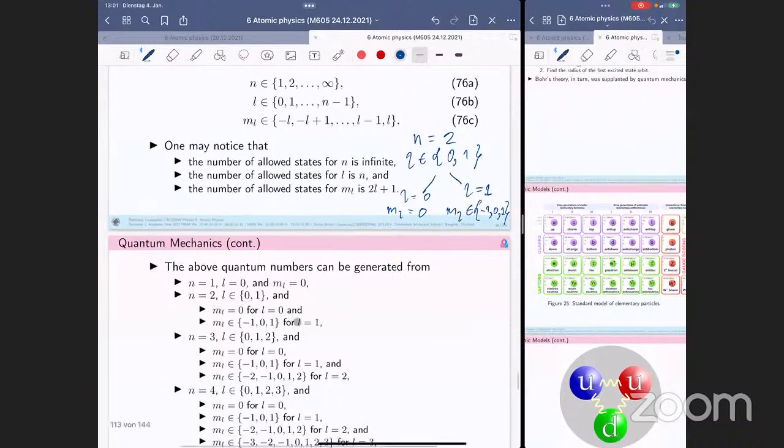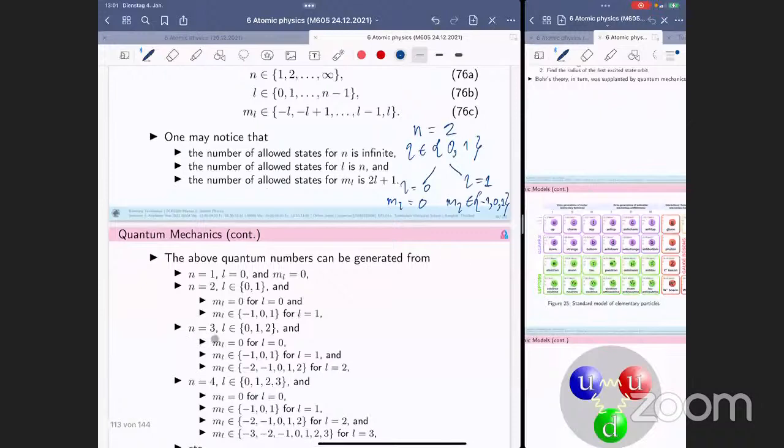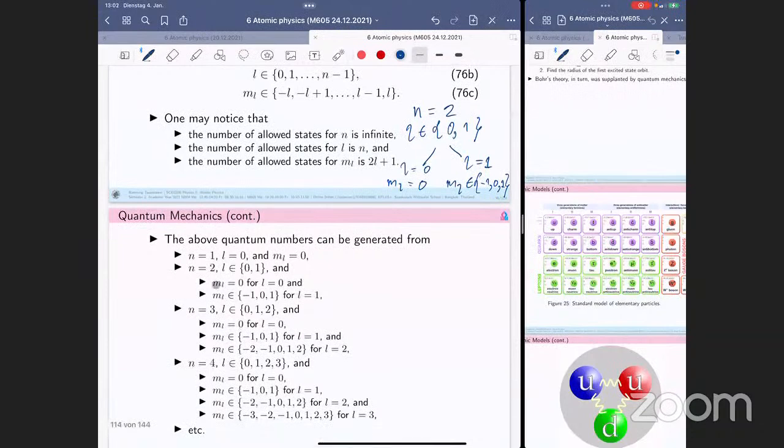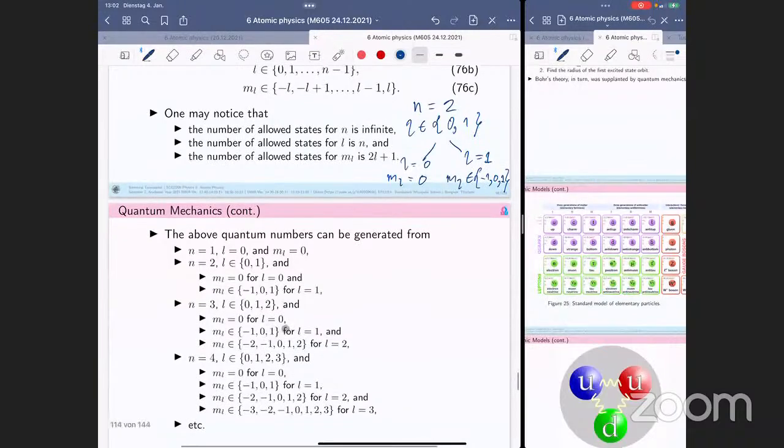For N equal to 3, you could have L from 0, 1, to 2. It's the same thing for L equal to 0: the possible value for ML is only 0. You just copy this. When L is 1, you could have ML from minus 1, 0, and 1. But when L is 2, you could have minus 2, minus 1, 0, 1, 2.